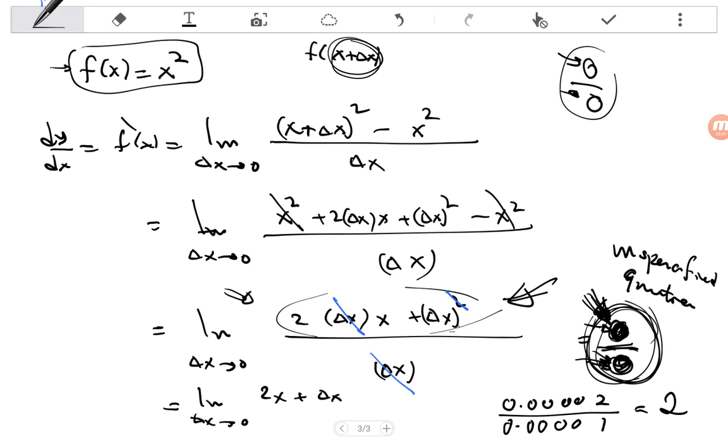Now after making the cancellation, whenever I find that unspecified quantity, 0 over 0, I know that there is some cancellation that would happen between the numerator and denominator. After making that cancellation, I would just make a direct substitution in the expression. That would give me the value of that limit. So what is the value in this case? It would just be 2x. So I'm just giving you a sketch of how we would find the derivative of a function using the basic definition of the derivative.